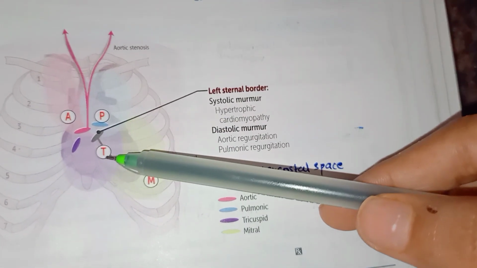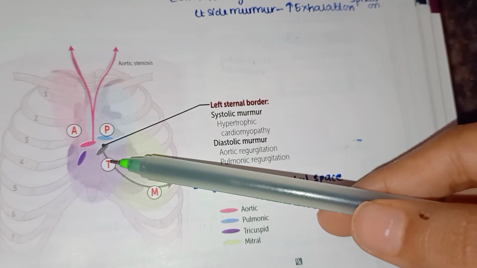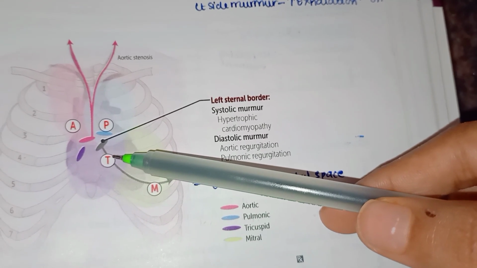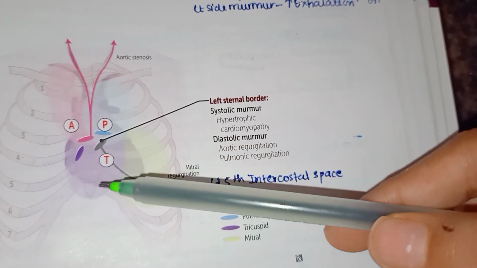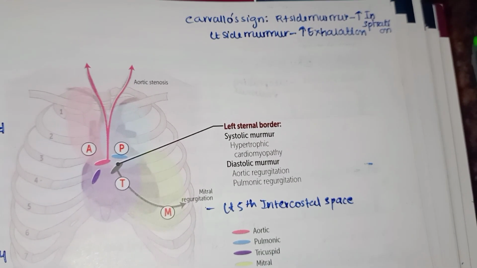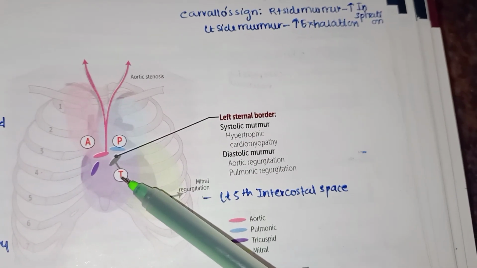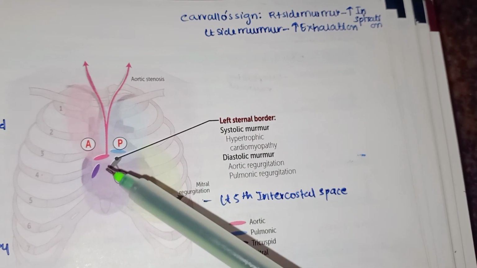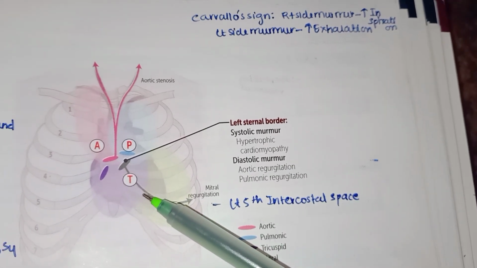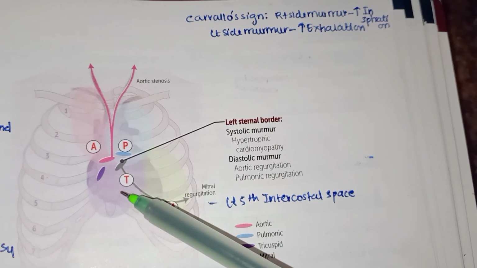Next coming to T. T is the tricuspid area, which is where you hear the holosystolic murmur. If you remember, holosystolic murmurs are seen mainly in tricuspid regurgitation and ventricular septal defect, and here you can also hear one diastolic murmur, that is tricuspid stenosis. This is tricuspid, so all are related to tricuspid. It is at the left lower sternal border. So this is left upper sternal, this is left lower sternal.